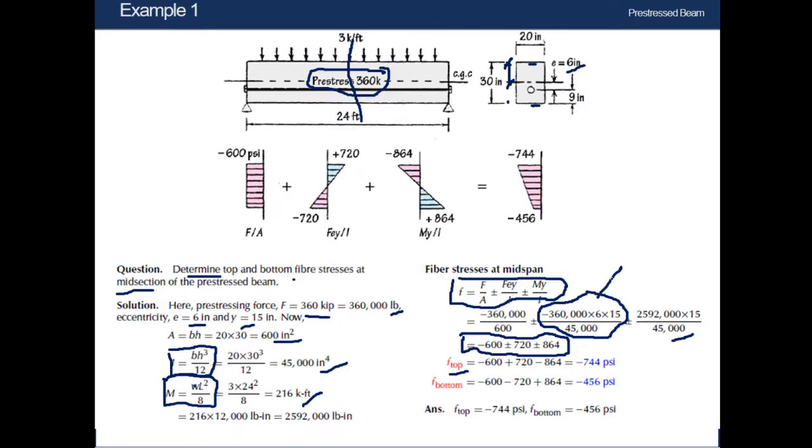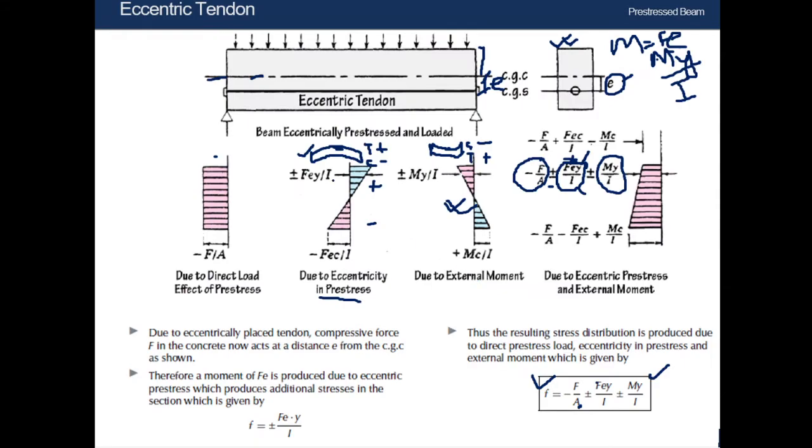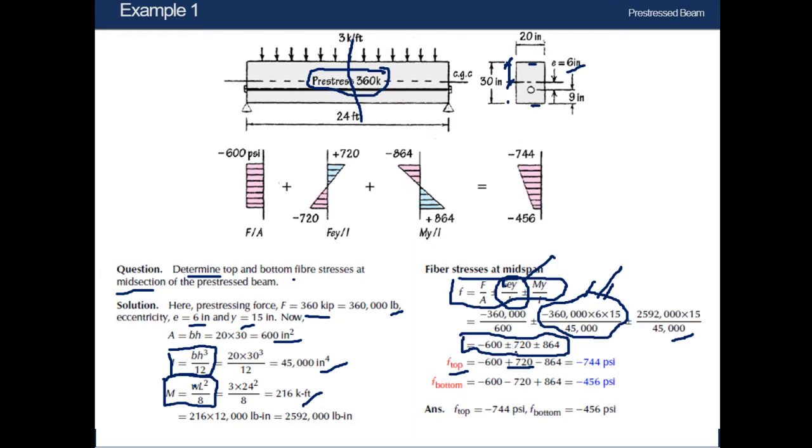As this term, which is Fey by I, arises for the pre-stressing, we will be using the positive value of this one, which is plus 720 in case of top fiber. So why are we using plus 720? It is because this term 720 has been calculated from this term, which is Fey by I. From the theory we have learned, this term arises from the pre-stressing of eccentric beams. So in case of pre-stressing, tension develops in the topmost fiber. Tension develops, that means positive stress develops. So as tension develops for pre-stressing in the topmost fiber, plus 720 has been used.